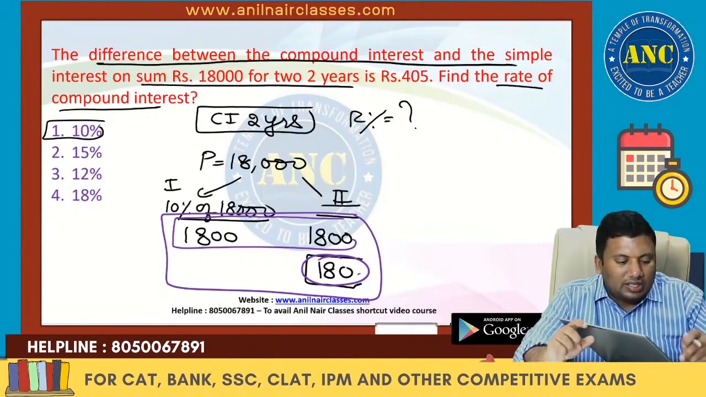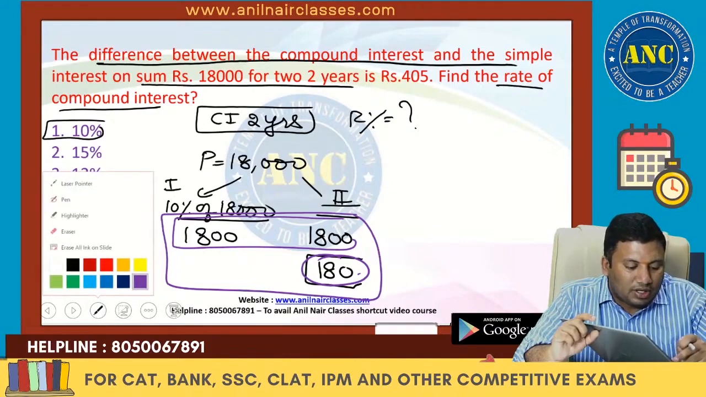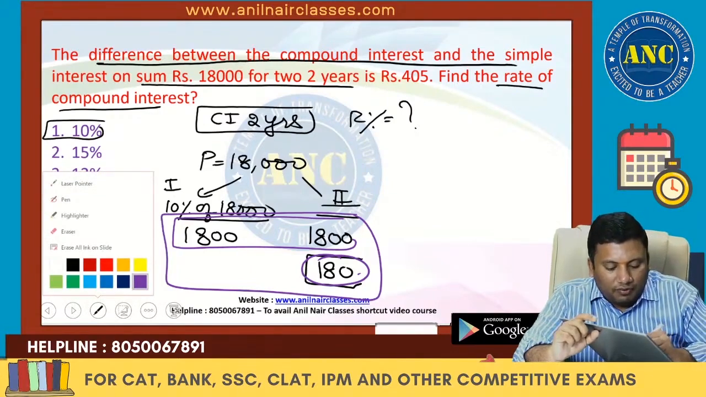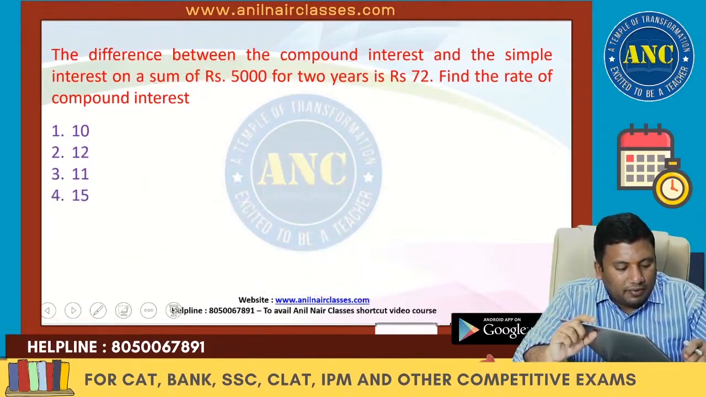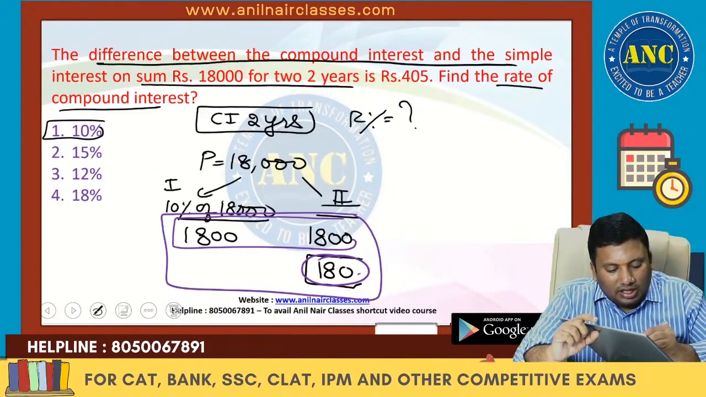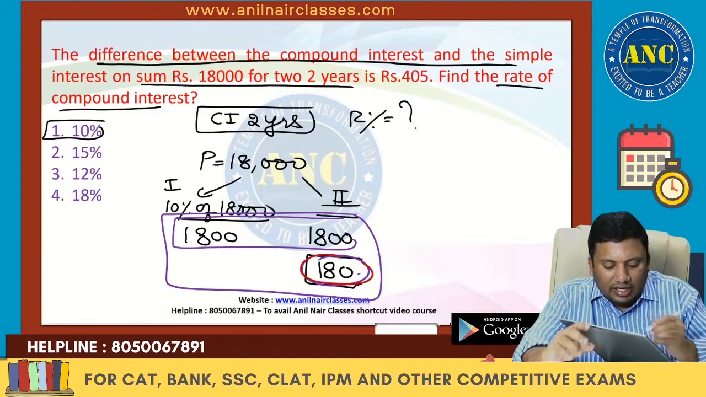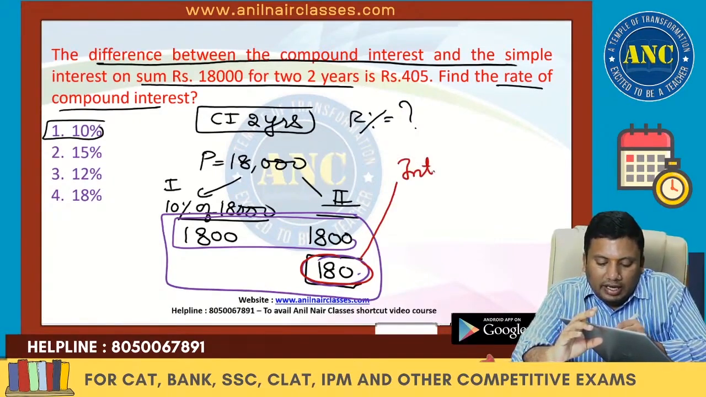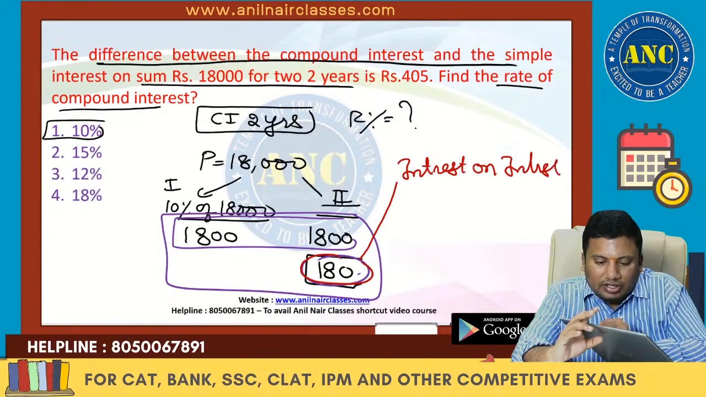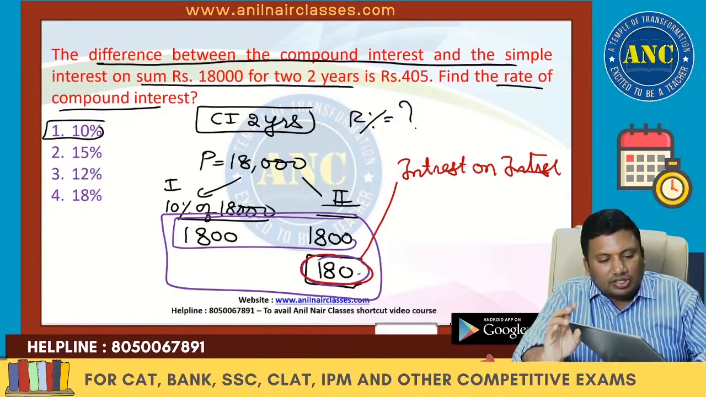For me, what is important is not the first option. Now see here. From where did you get these 180? 1 minute. From where did you get these 180? 180 is nothing but, can I say, interest on interest. Am I right? It is nothing but interest on interest.